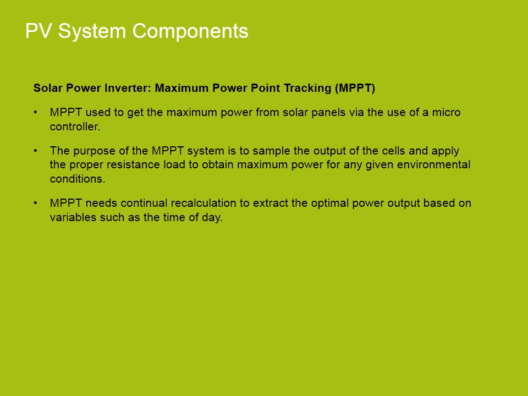Maximum power point tracking is a system that inverters and solar battery chargers use to get the maximum power from the solar panels. The purpose of the MPPT system is to sample the output of the cells and apply the proper resistance load to obtain maximum power for any given environmental conditions.